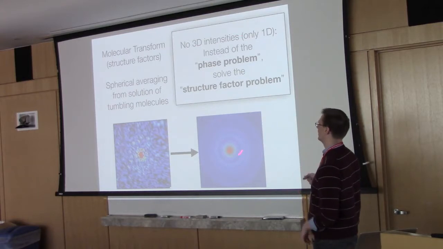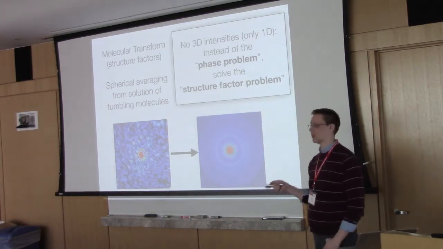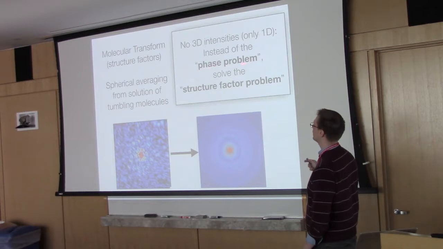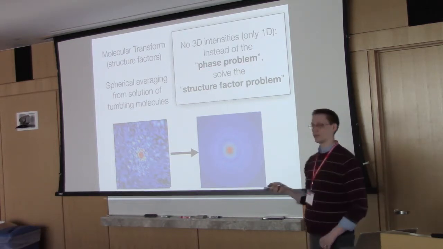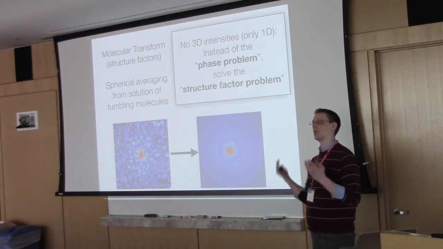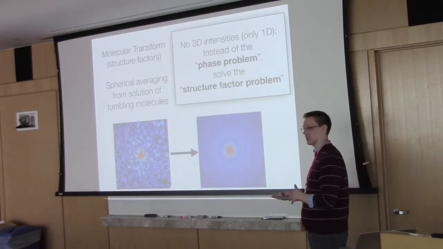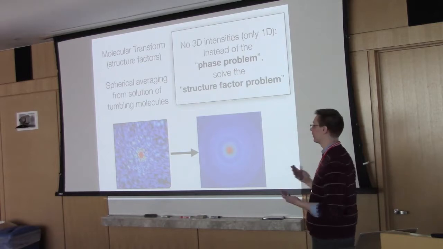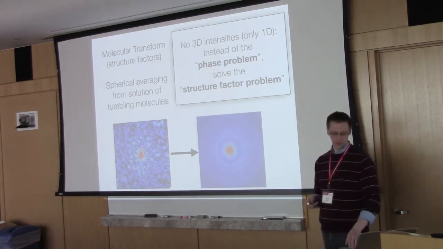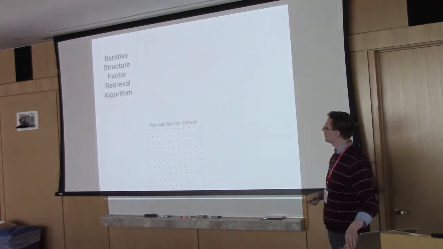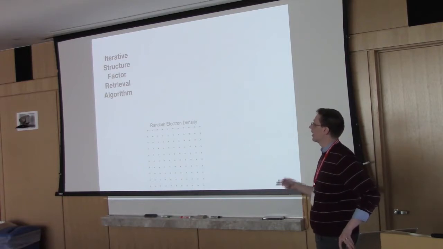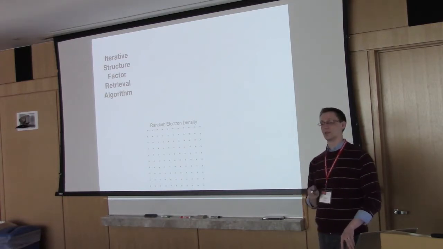In this case, we only have 1-dimensional intensities, the spherical average of the intensities. So rather than just having to solve the phase problem, we have to solve what I call the structure factor problem. We have to figure out what both the amplitudes and the phases are in reciprocal space in order to figure out what our structure is. So how do we do that? Well, it's a very similar algorithm that I created that I call iterative structure factor retrieval.